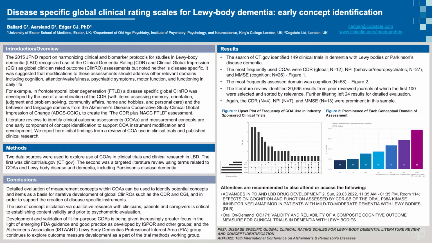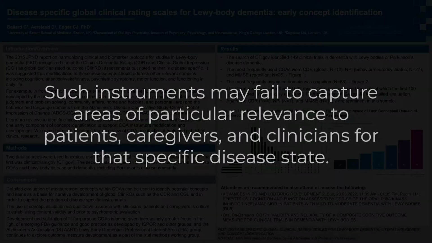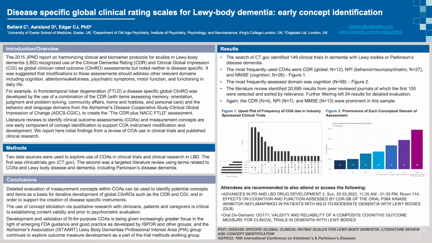Subsequently, these assessments established for Alzheimer's disease have often been incorporated into clinical research and clinical trials in other forms of dementia. One potential challenge with this is that such instruments may fail to capture areas of particular relevance to patients, caregivers, and clinicians for that specific disease state. This concern has given rise to adaptations of instruments so that they may more completely represent a global clinical impression of a given form of dementia.